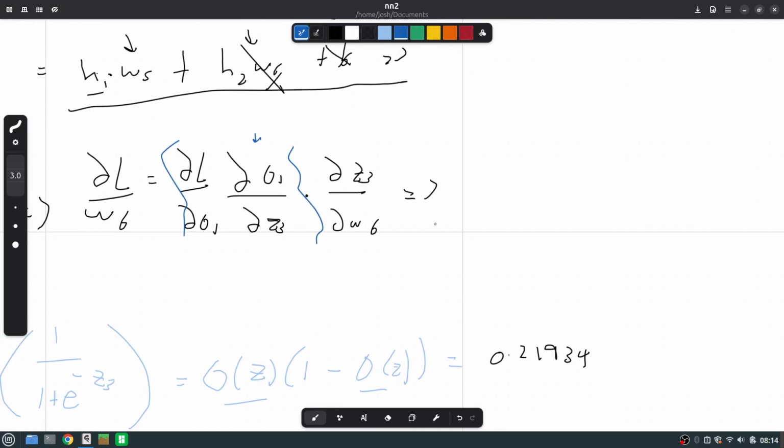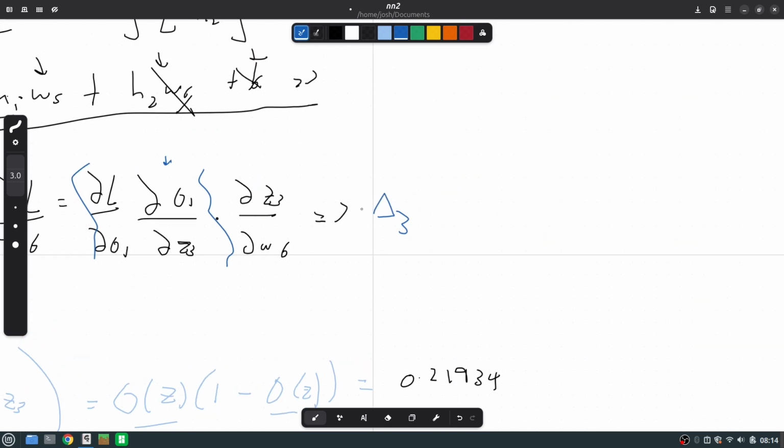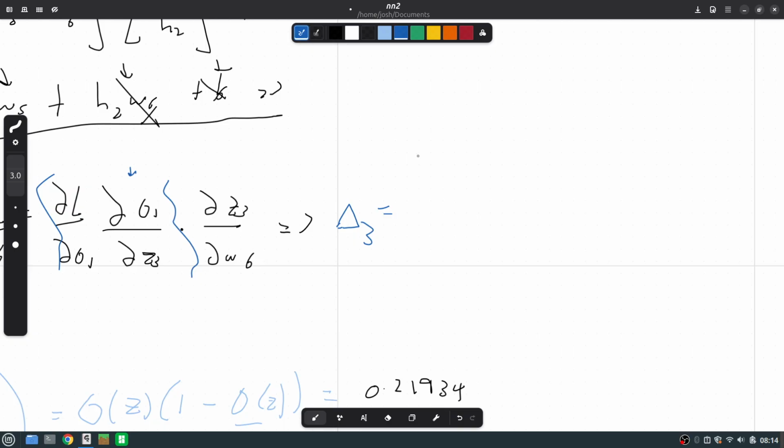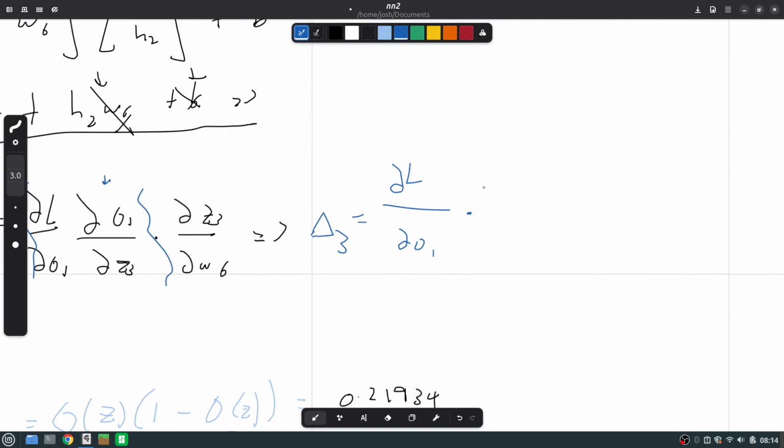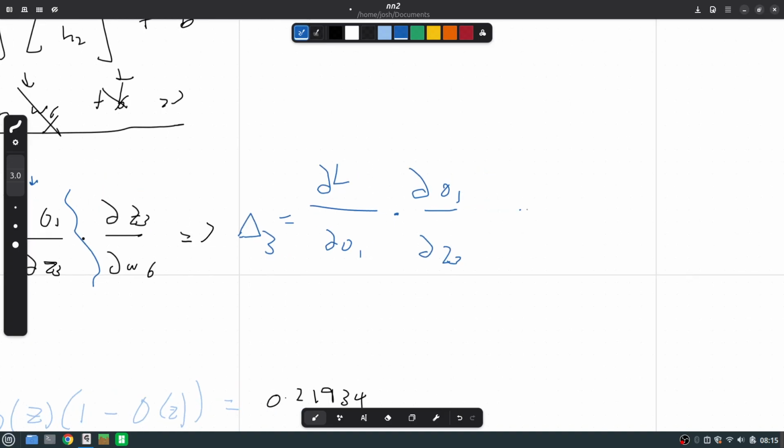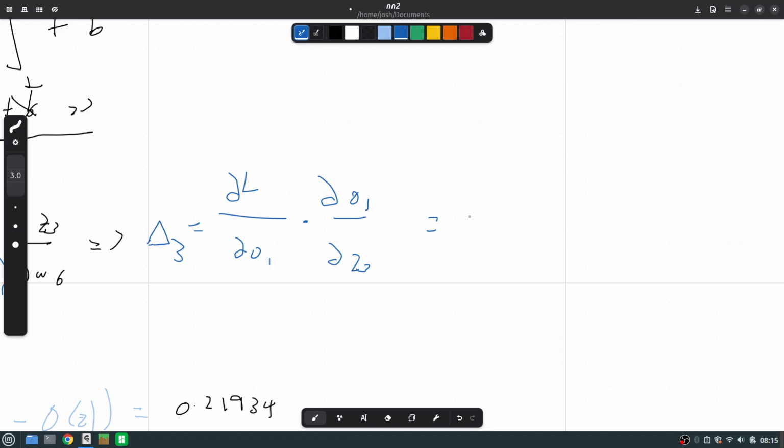Ignore it for now. Okay, so we're going to call this delta tree. Don't ask me why. We're just calling it delta tree. This is a variable. So, the partial derivative of the loss with respect to O1, and then we're going to do a multiplication with the partial derivative of O1 with respect to Z3. Remember, we have these values, so you just plug in these values that we computed, and you're going to get this: negative 0.649 something something something.